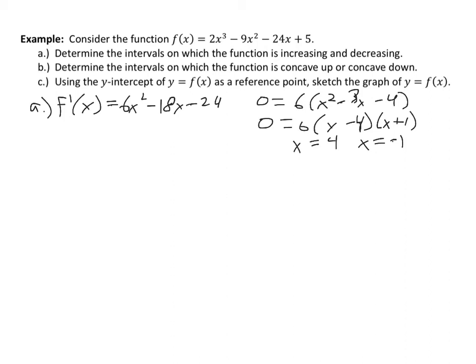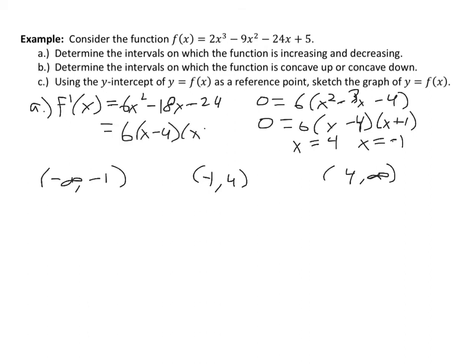So those are going to be the things that I use to set up my intervals. So I'll get one interval that goes from negative infinity to negative 1, one that goes from negative 1 to 4, and one that goes from 4 to infinity. Okay? Now all I need to do is take these values and plug them into the derivative. Now there's an interesting thing we can do here, right? This is the derivative, but it might actually be easier to use the factored form of the derivative. All right, because check this out.